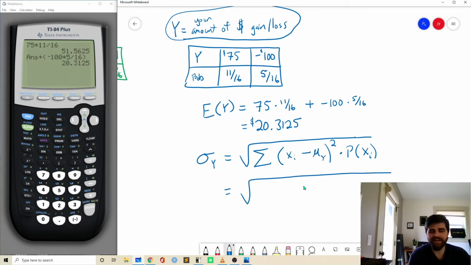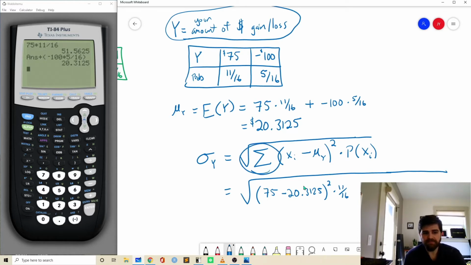But again, not very fun to do by hand, even with only a couple values. So we only have two possible values. We would take each one of those, 75 minus the mean, which is 20.3125. We just calculated that here, right? Remember that expected value is the mean of y. We're going to square that, square the deviation, multiply by the probability of 75 happening. So that was 11 out of 16. Remember this means sum. So we're going to also do this for the other possible outcome and add that together.